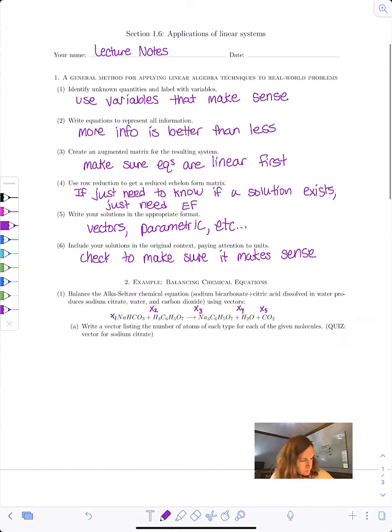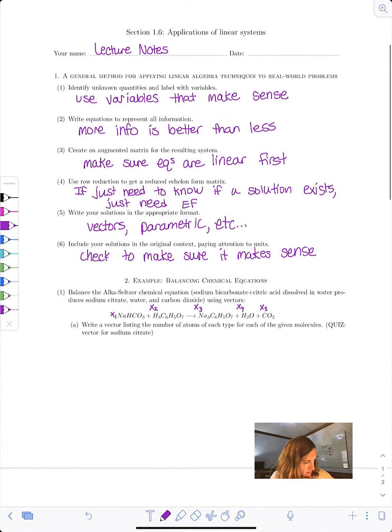And so in order to generate our information, first of all, we need a vector corresponding to each molecule. The atoms that might be present in this particular situation are sodium, hydrogen, carbon, and oxygen. So I will start by writing down the vector for sodium bicarbonate. I need to remember to stop myself and let you enter the sodium citrate in your quiz.